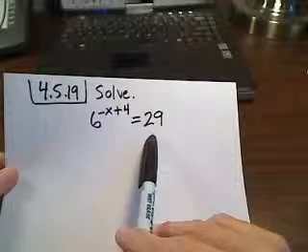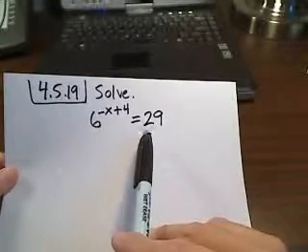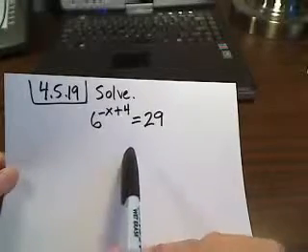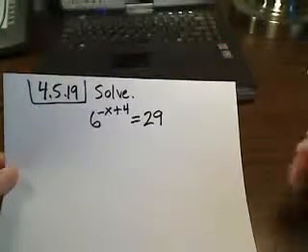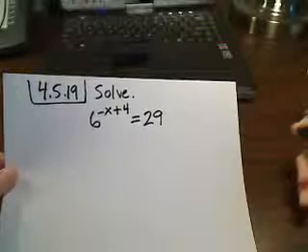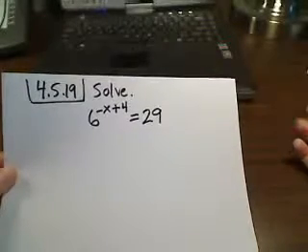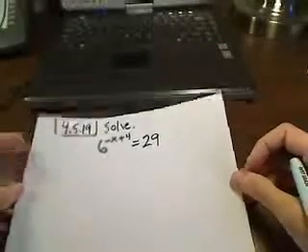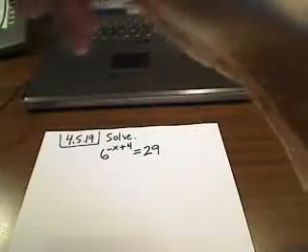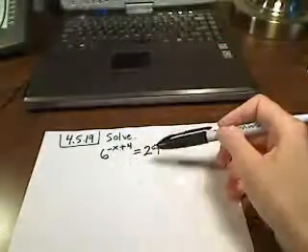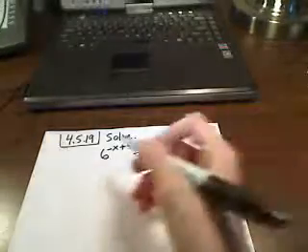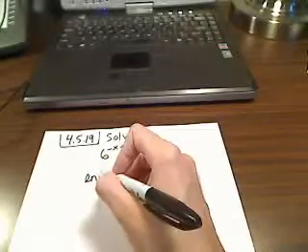unable to write the bases in the same base, then you're going to have to use a logarithm to pull the variable out of the exponent. Okay, so you can either use a natural logarithm, which is abbreviated the ln, or you can use a regular log. I like the ln, so I think I'll use the ln in this problem, but you can use either one. And since I can't write these in the same base, I can't write 29 in the base of 6, and I can't write 6 in the base of 29, then what I'm going to do is I'm going to take the natural log of both sides.